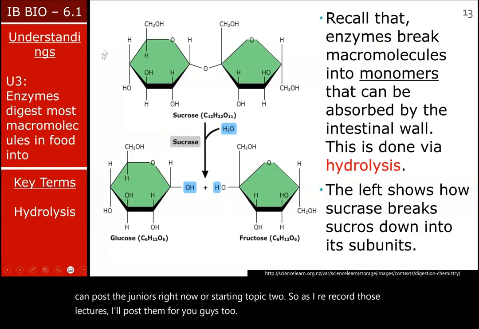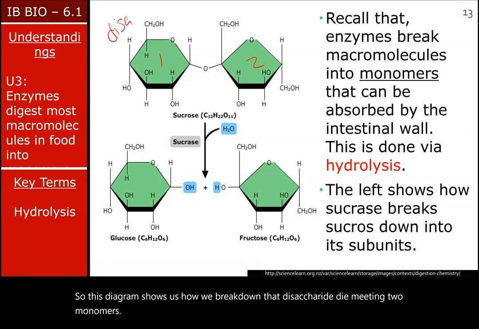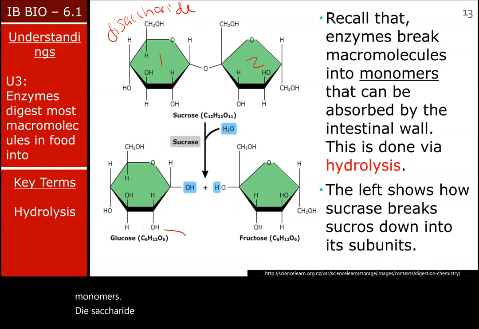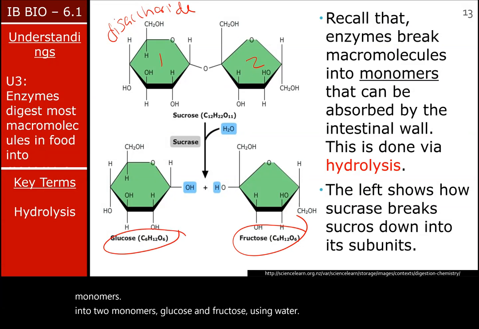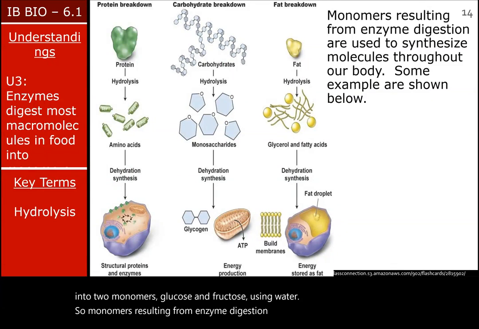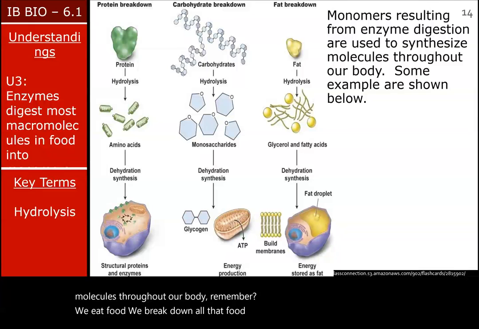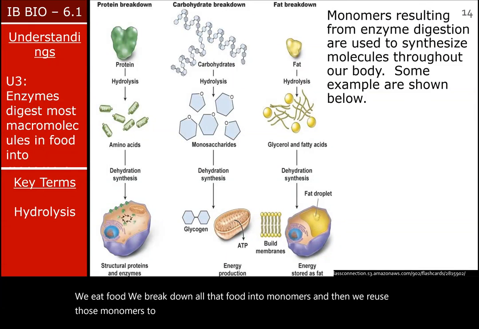So this diagram shows us how we break down that disaccharide, di meaning 2 monomers, into 2 monomers, glucose and fructose, using water. So monomers resulting from enzyme digestion are used to synthesize molecules throughout our body. Remember? We eat food, we break down all that food into monomers, and then we reuse those monomers to build whatever it is that we need, right?